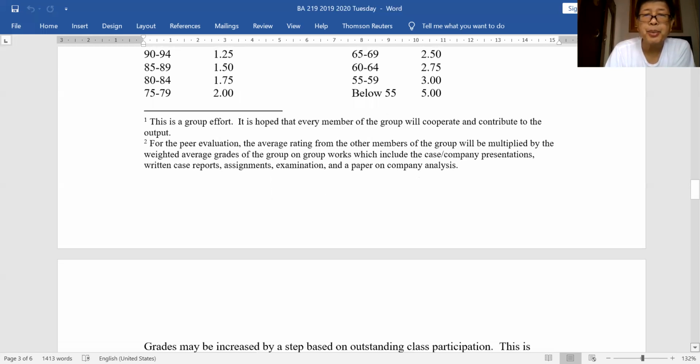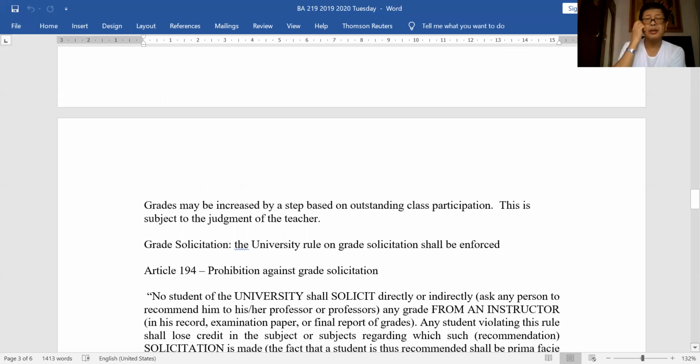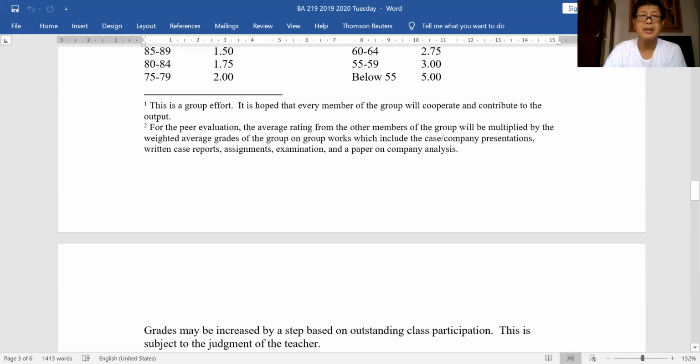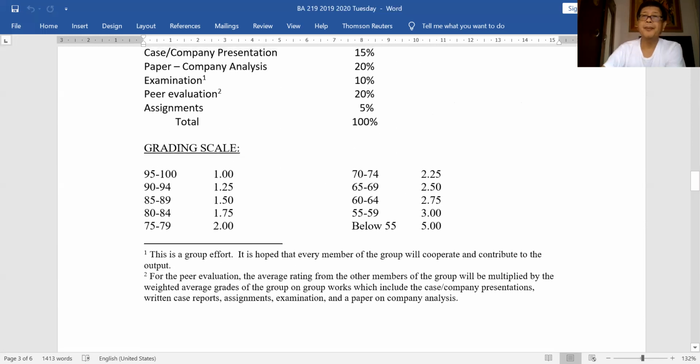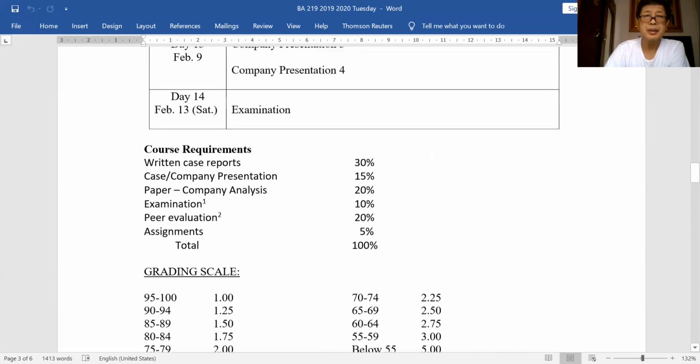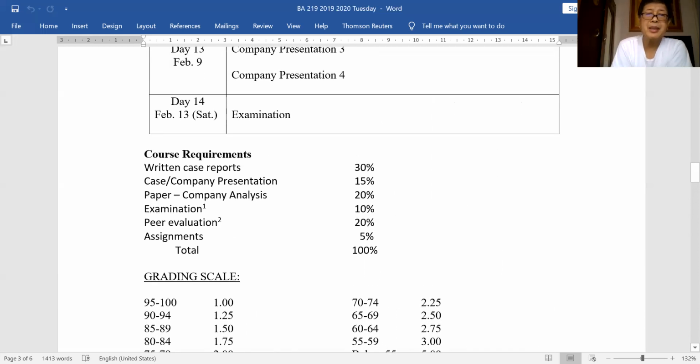you can actually improve your grade. If you participate in class, that's why I put there, grades may be increased by a step based on outstanding class participation, but this is subject to the judgment of the teacher. So if you notice, all of the components of your grades have a basis, like written reports, case and company presentations, etc. So that accounts for 100%.